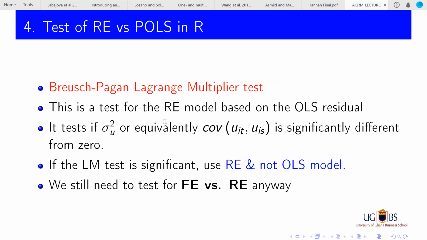So we are going to run it. If you run this Breusch-Pagan and the LM test is significant, then it means that we are going to have the random effect model. But of course, if it is insignificant, then our pooled OLS, when I say OLS, I mean pooled OLS. But of course, even if the random effect is good, we still need to test for the battle between fixed effect and random effect. We still need to do that.